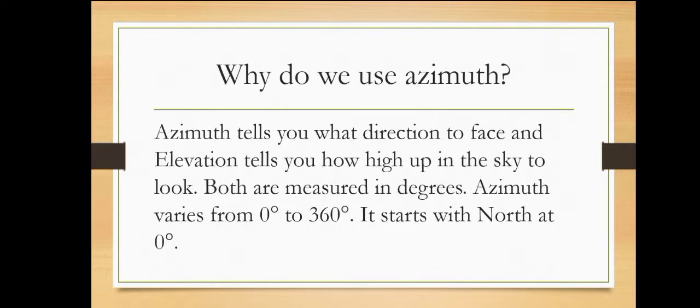Why do we use azimuth? Azimuth tells you what direction to face, and elevation tells you how high up in the sky to look. Both are measured in degrees. Azimuth varies from 0 degrees to 360 degrees. It starts with north at 0 degrees.